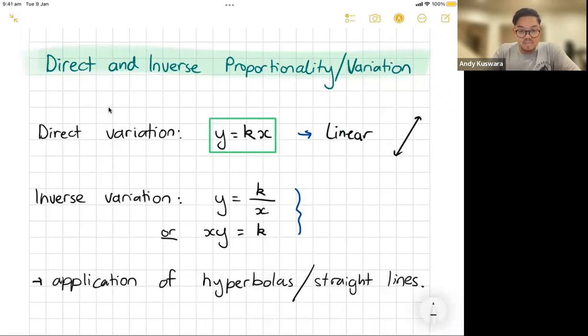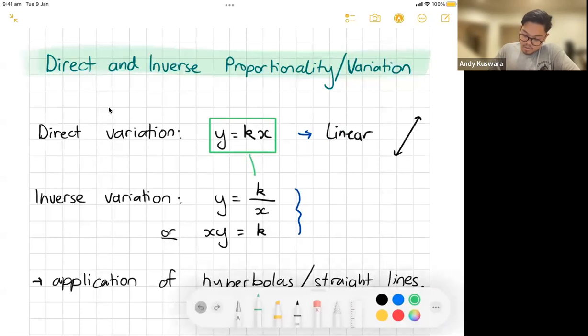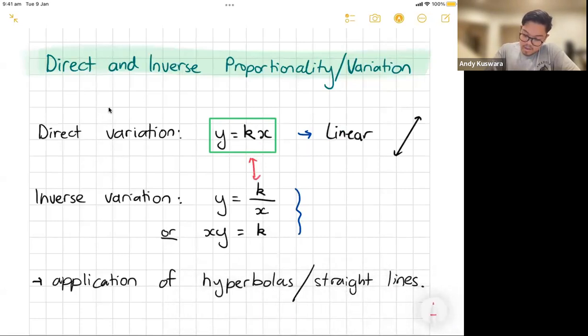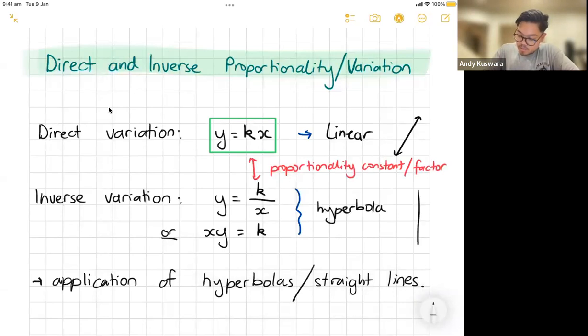Now, inverse variation is given by y equals k over x, and this k is the proportionality constant or factor. Okay, and all that means is it tells you how they relate to each other. Now, inverse variation, you should be thinking here, okay, look, that x is on the bottom. So this one here is actually a hyperbola. So it's going to be one of those types of graphs.